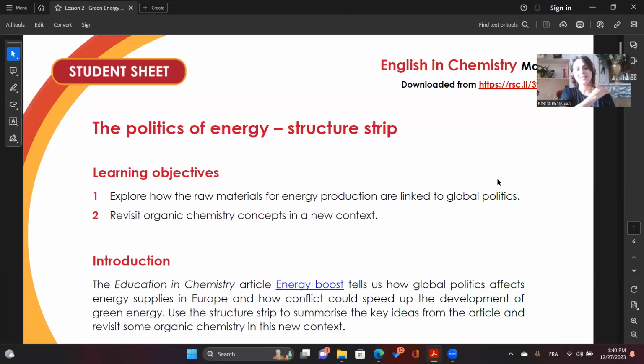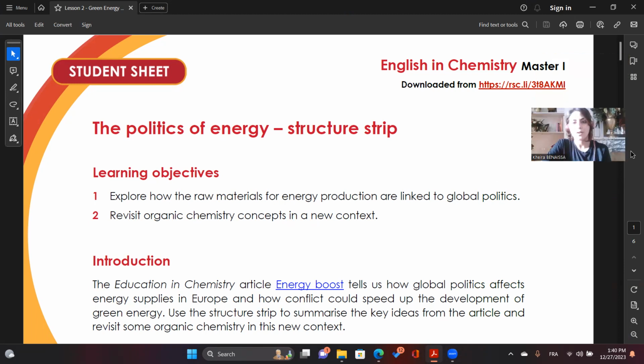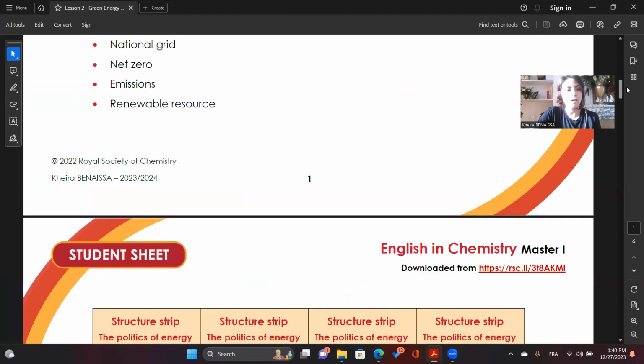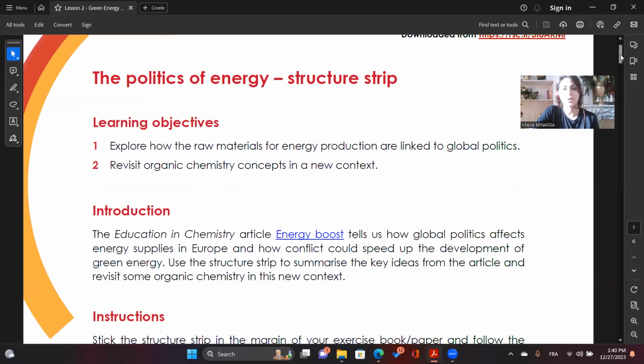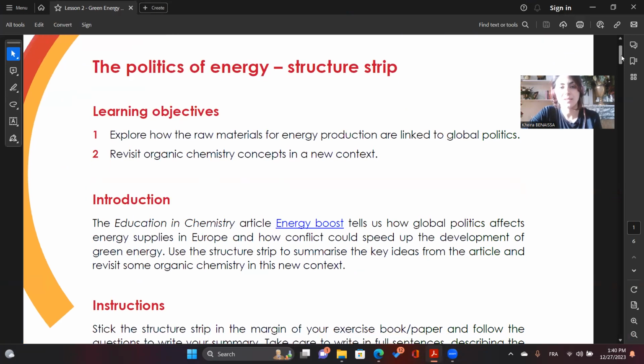The lesson is about the politics of energy. This is an article that I found on the Royal Society of Chemistry, so let's study it together. The objectives are to learn about fossil fuels in chemistry and green energies. First of all, we will explore how the raw materials for energy production are linked to global politics.